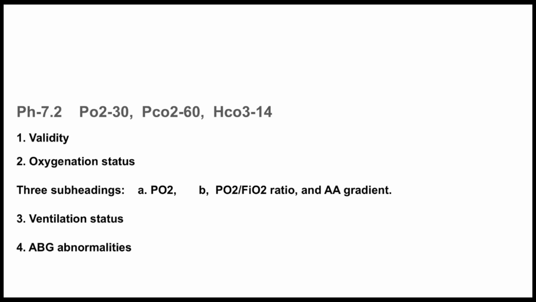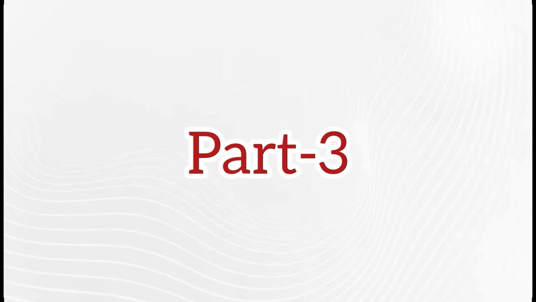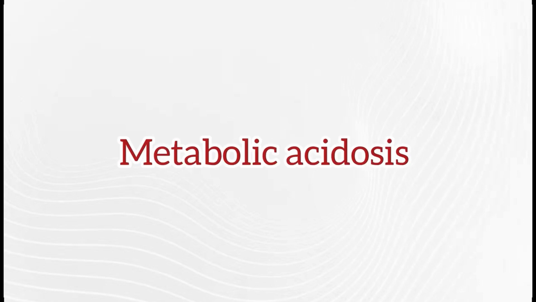Now the fourth heading is ABG abnormality. Here we discuss acid-base status. In the next part we will discuss ABG abnormality in detail and start with metabolic acidosis, including anion gap, delta anion gap, and urinary anion gap.